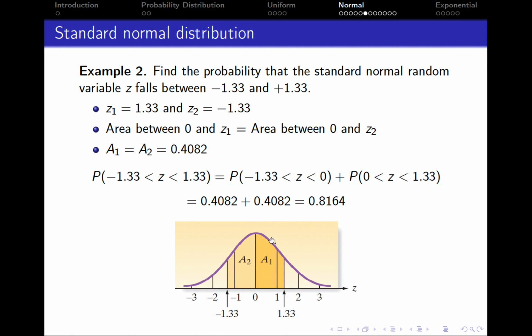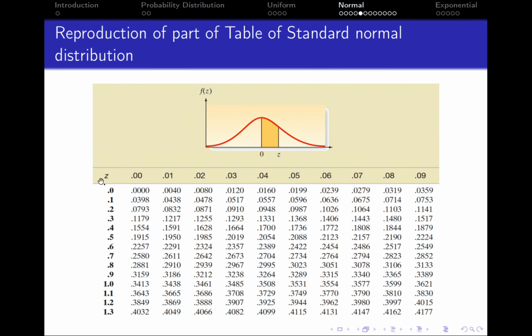Using the table, we can find the probability that z lies between 0 and 1.33, or in mathematical terms, the area underneath the curve between 0 and 1.33. To do that, we will open the table. We need the z-score of 1.33, so we go all the way down to 1.3, and we need 0.03, so we move to the right to the column representing 0.03, and we get that the probability that the z-score lies between 0 and 1.33 is 0.4082.